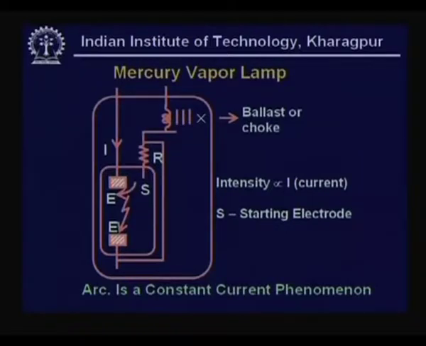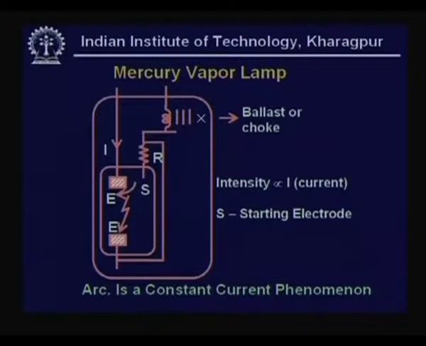So we do have a starting electrode in the diagram given there, S, through which the current is controlled by the current control resistance, and the other condition that is necessary for an arc to occur is the voltage being enhanced. This increase in voltage is obtained by the auxiliary, which is often known as ballast or choke.